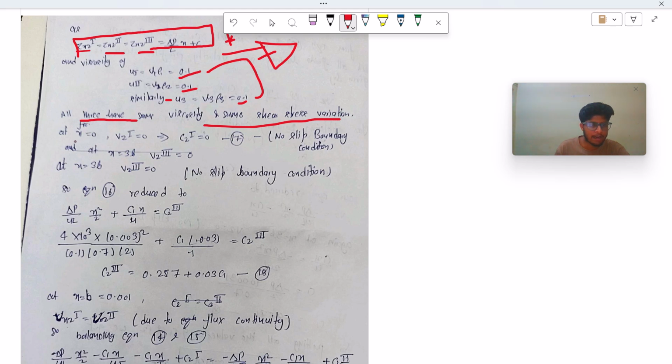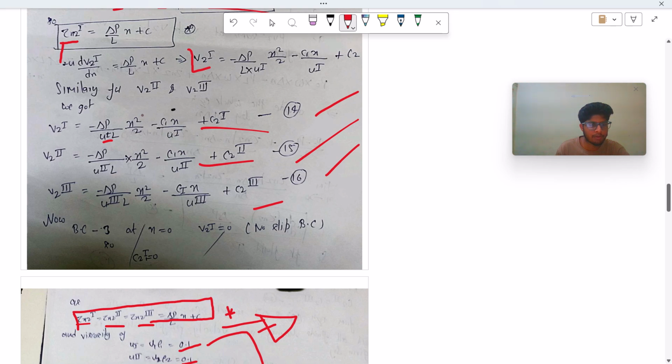First of all, at x equal to 0, vz1 equal to 0, as there is a no-slip boundary condition, as the bottom plate is not moving. So the fluid attached to the bottom plate is also not moving, and we can assume that the velocity of that fluid is 0. So at x equal to 0, vz1 equal to 0. From this we find that c21 equal to 0. Here you can see that if we put x equal to 0, vz equal to 0, so c21 equal to 0.